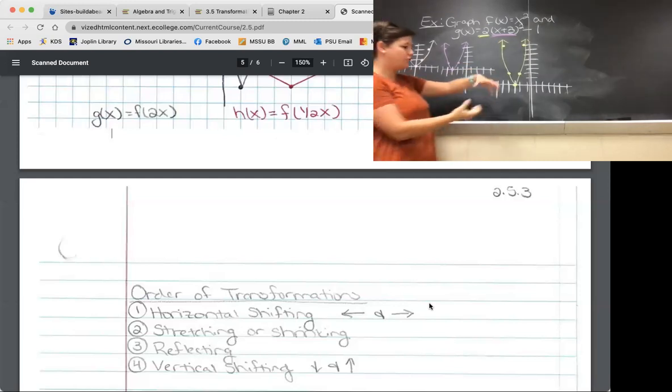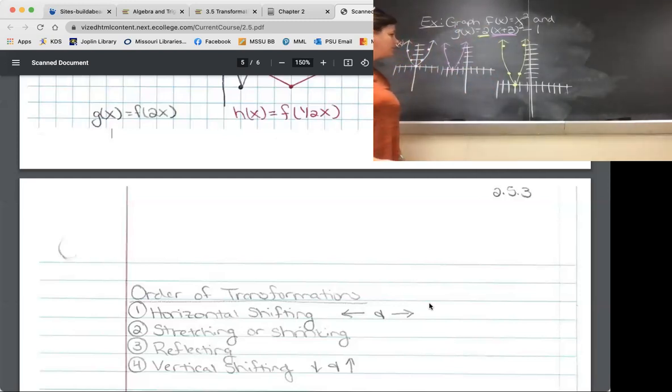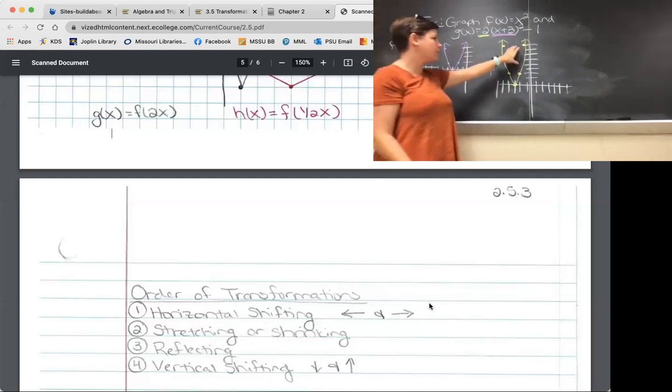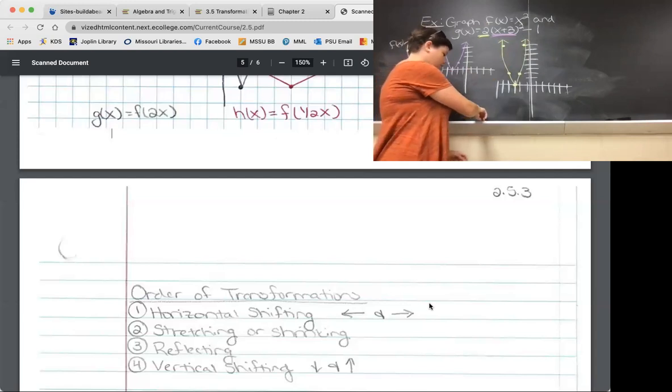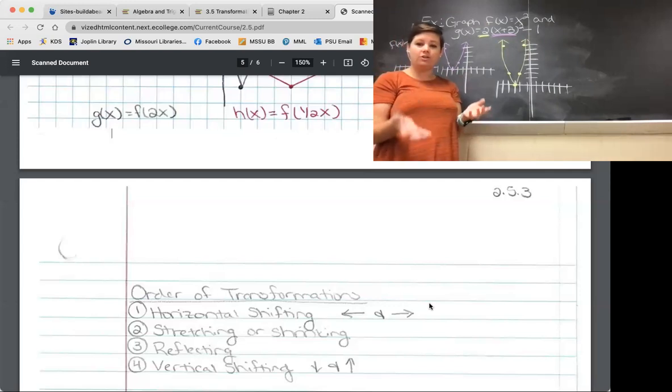So now I have stretched my graph vertically. So I've shifted my graph horizontally, I have stretched my graph vertically. Is there any reflecting? No, we don't have a negative inside of our function. We don't have a negative outside of our function, so there's absolutely no reflection.